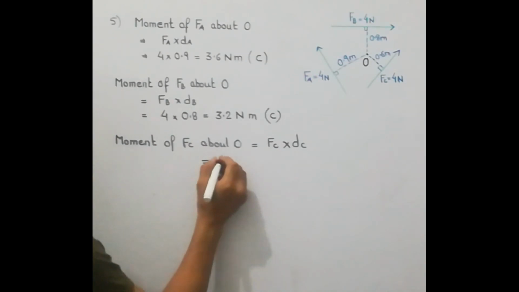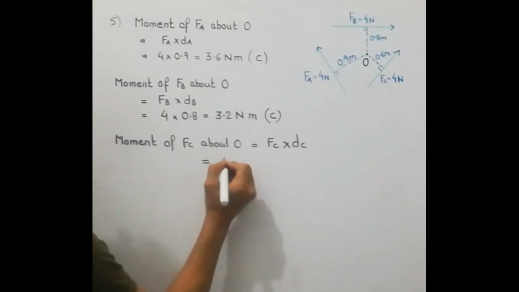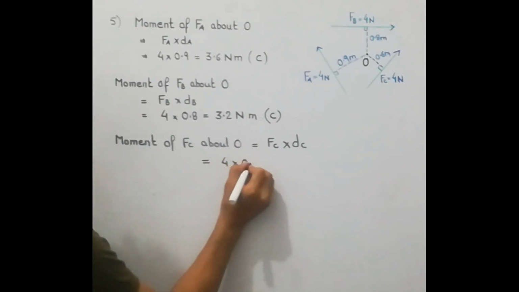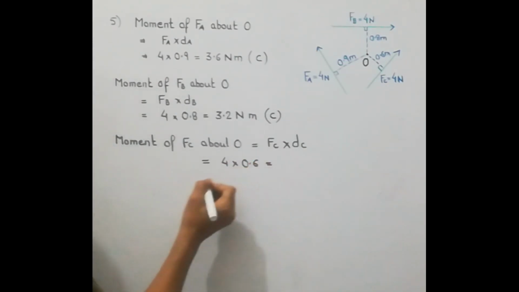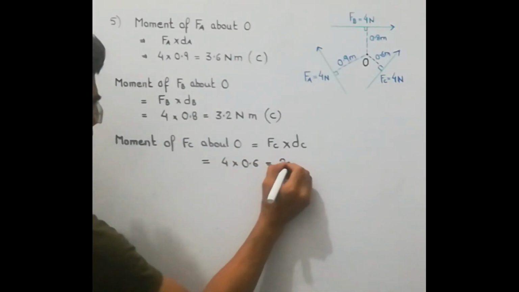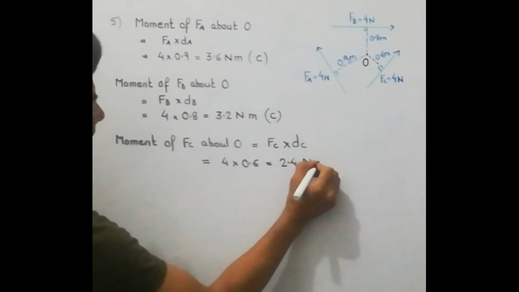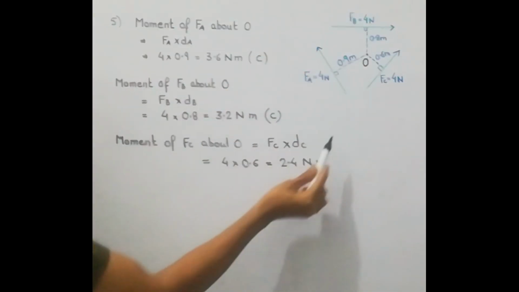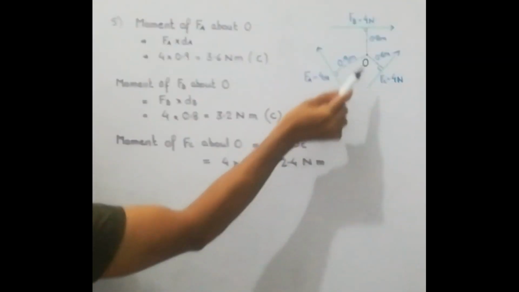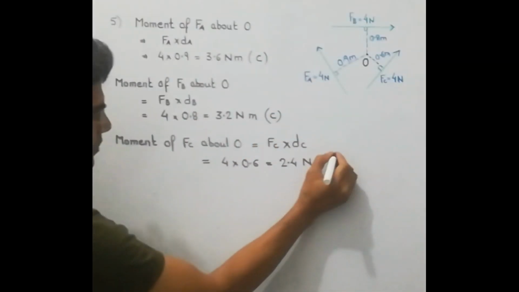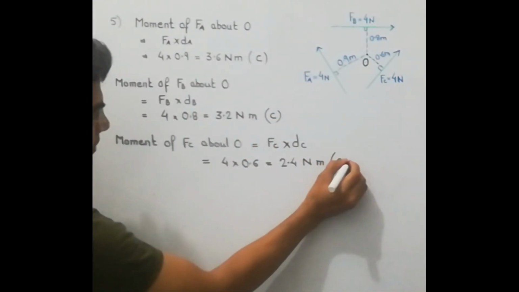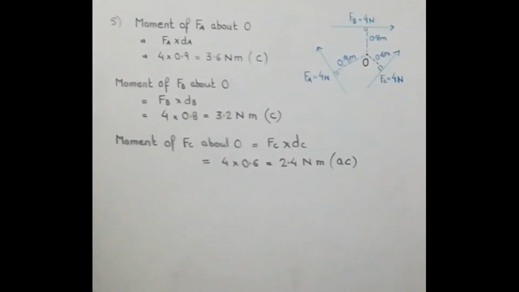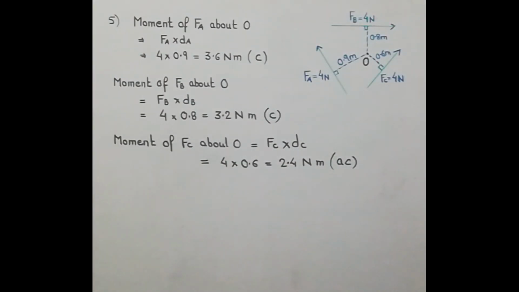So force is 4, distance is 0.6, it's 2.4 Newton meter, but you see that force C is going to rotate it in anti-clockwise direction. So the moment produced by the force C will be in anti-clockwise direction.